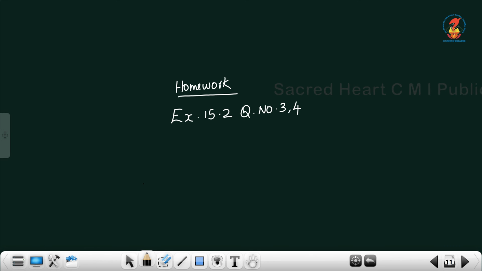Homework: Exercise 15.2, questions number 3 and 4.